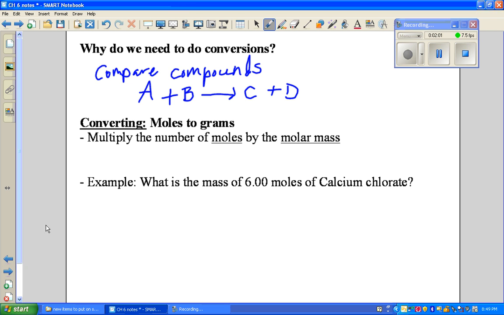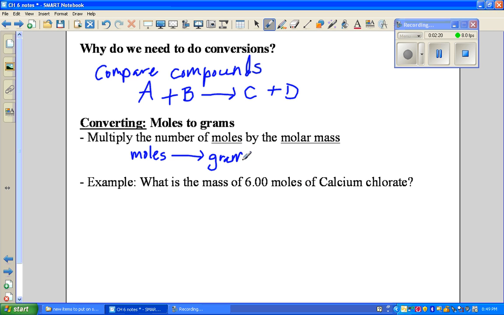Okay, so the first thing is we want to go from moles to grams. In order to do that, we are going to take the number of moles and multiply it by its molar mass. So if I was doing a mole map on this, you would be looking at your mole map, and I am going from moles to grams.